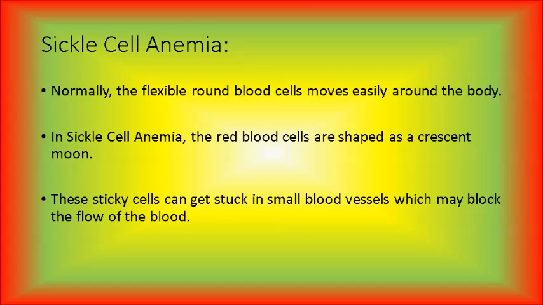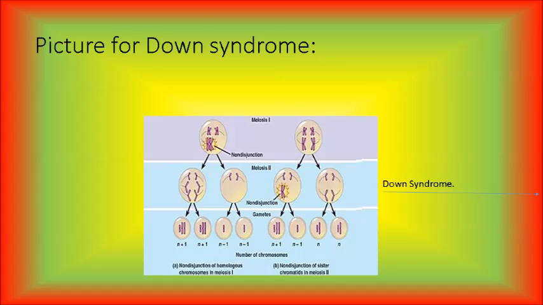And finally, sickle cell anemia. Normally, the flexible round blood cells move easily around the body. In sickle cell anemia, the red blood cells are shaped like a crescent moon, which results in sticky red blood cells, which can get stuck in small blood vessels, which may block the flow of the blood.